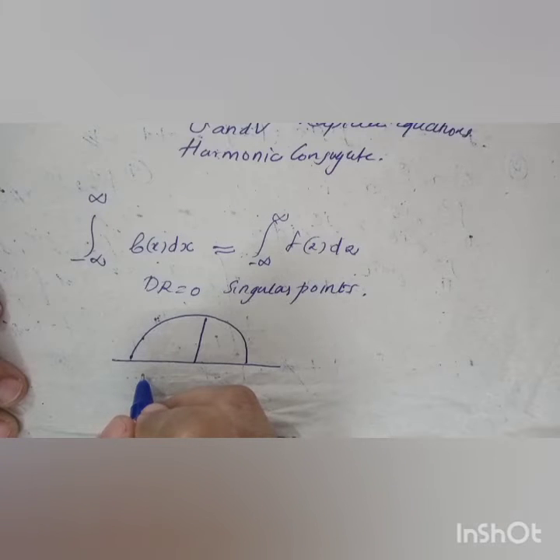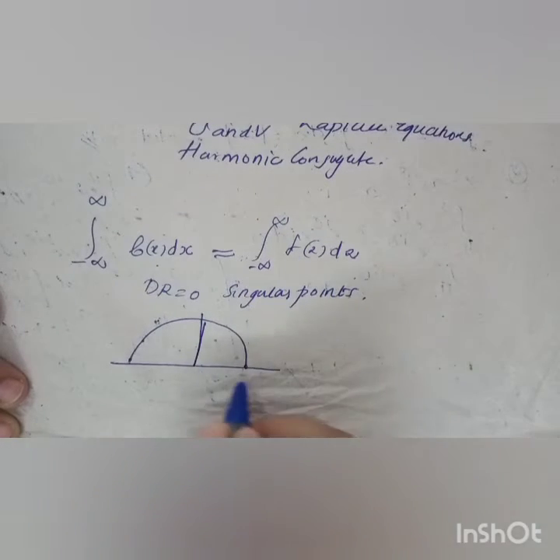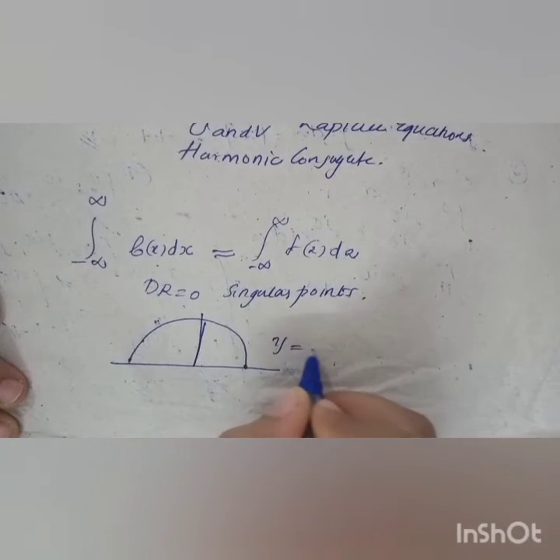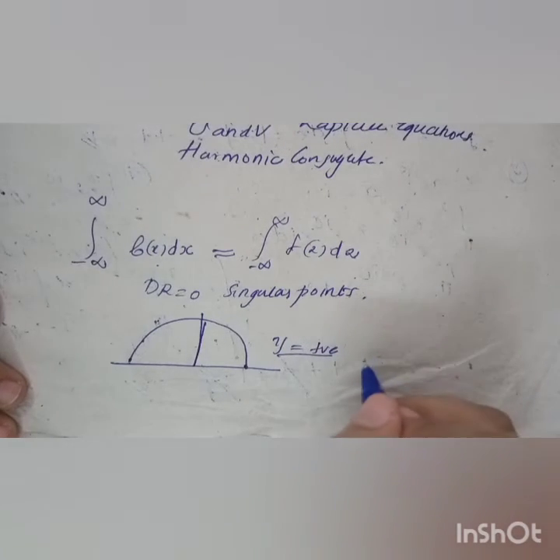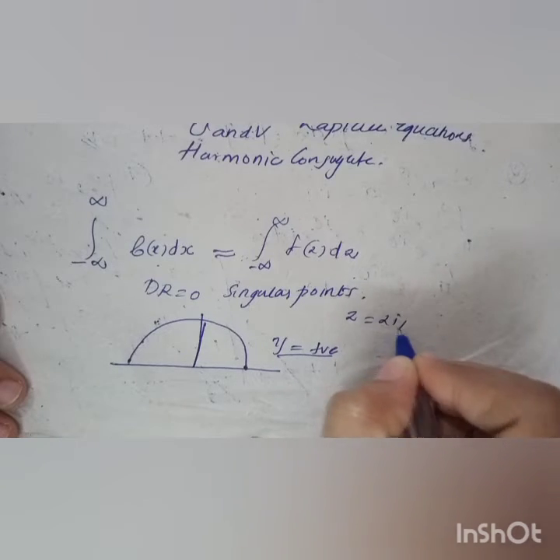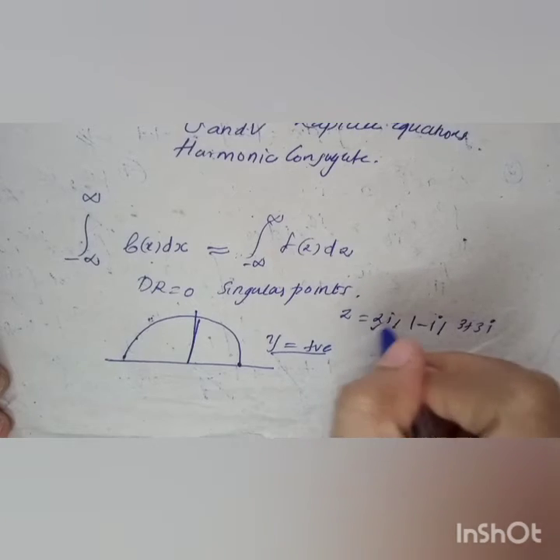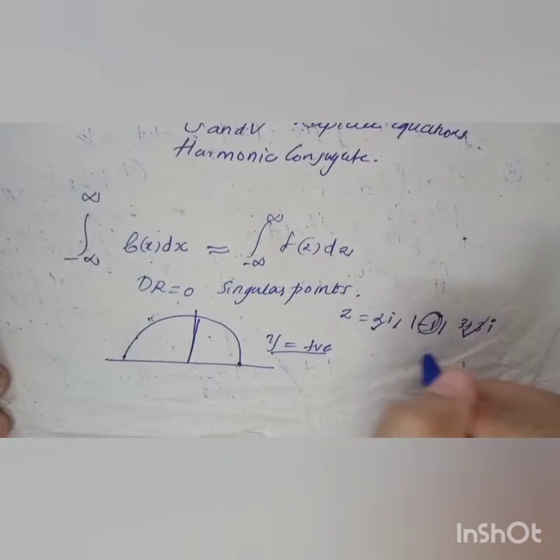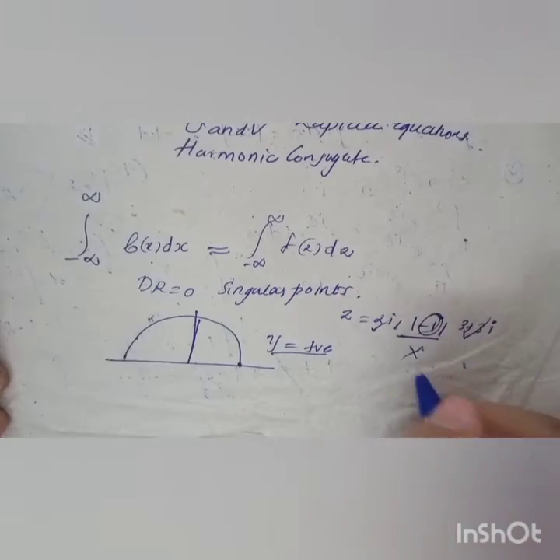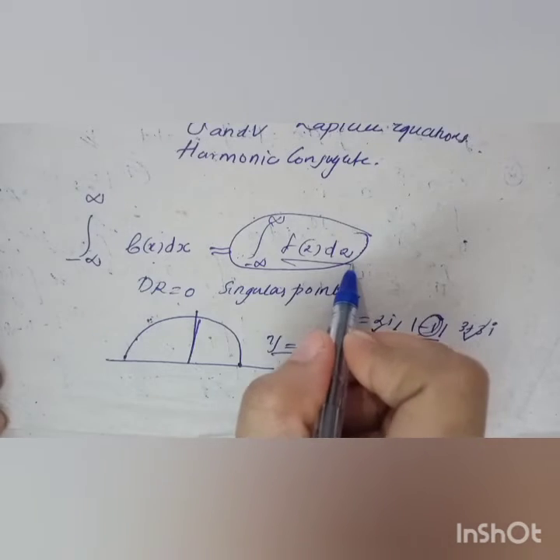Okay, so the integral runs from minus infinity to plus infinity like this. The y value should not be negative; y should always be positive. So if you get a singular point where y is negative, you can avoid it. For example, with z equal to 2i, 1 minus i and 3 plus 3i, you can take 2i and 3 plus 3i, but for 1 minus i the y value is negative, so you can't take this singular point for the integration from minus infinity to plus infinity of f of z dz.